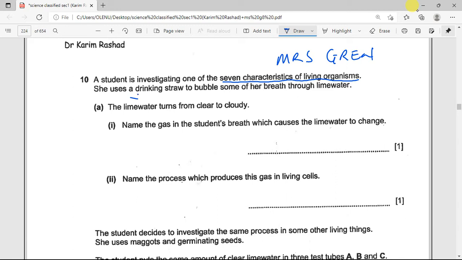Now she uses a drinking straw to bubble some of her breath through lime water. The lime water turns from clear to cloudy. Lime water is used to test for the presence of carbon dioxide. So if it gives you a cloudy color, it indicates that carbon dioxide is present. Now, name the gas the student breathes out which causes the lime water to change. That's carbon dioxide. Now, name the process which produces this gas in living cells. That's respiration.